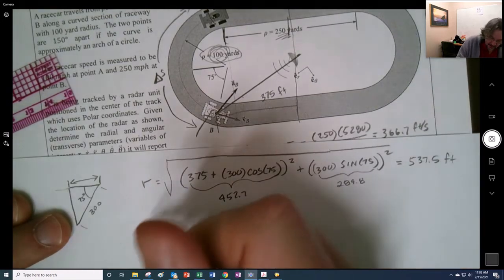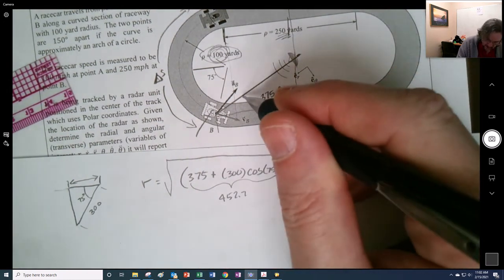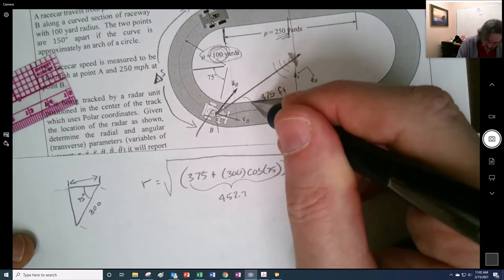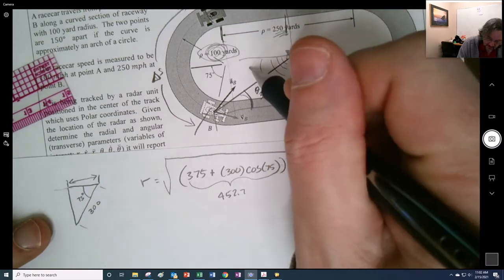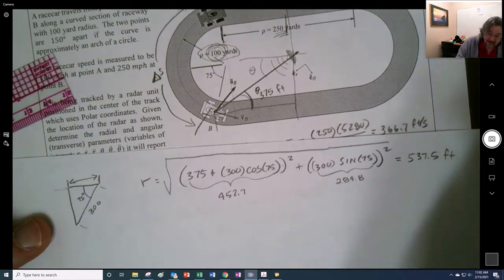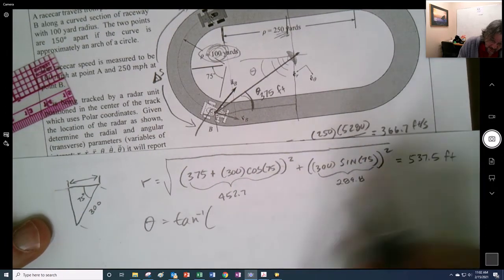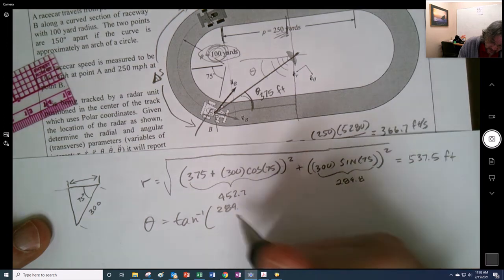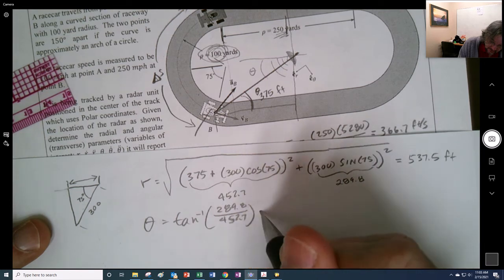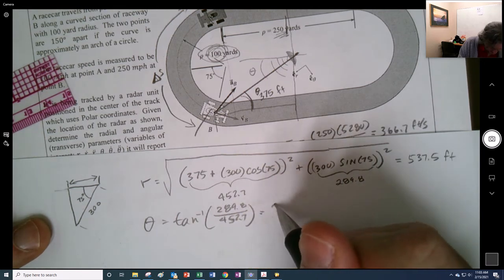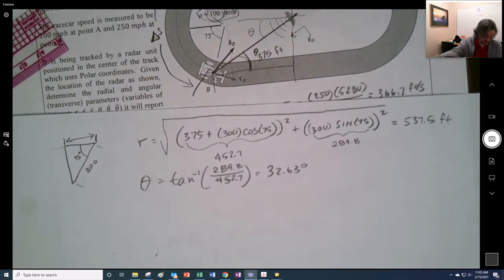So what we end up with in terms of this length is 537.5 feet. And then the angle, as reported, I believe, is going to be this angle right there, the one we're going to call theta. It's the same angle as that one right there, right? So that's how we're going to report it. We'll take the inverse tan of 289.8 over 452.7, and we're left with 32.63 degrees.